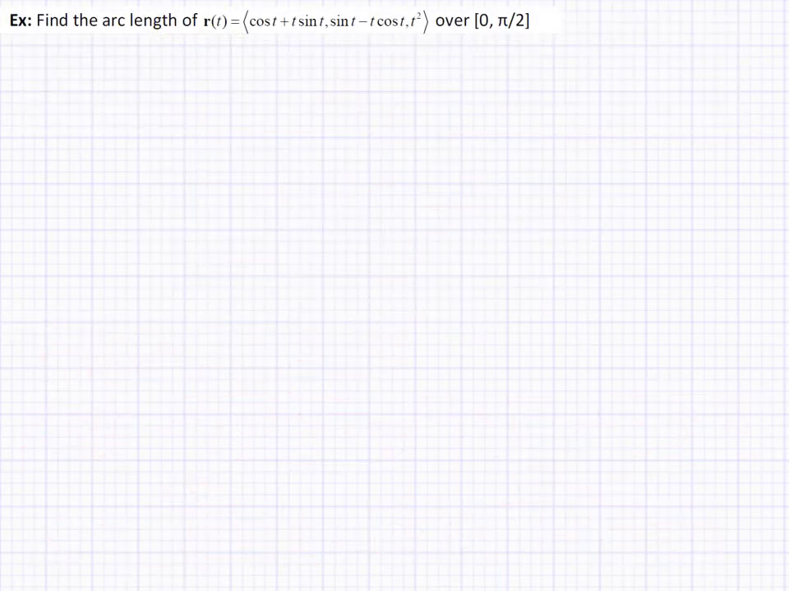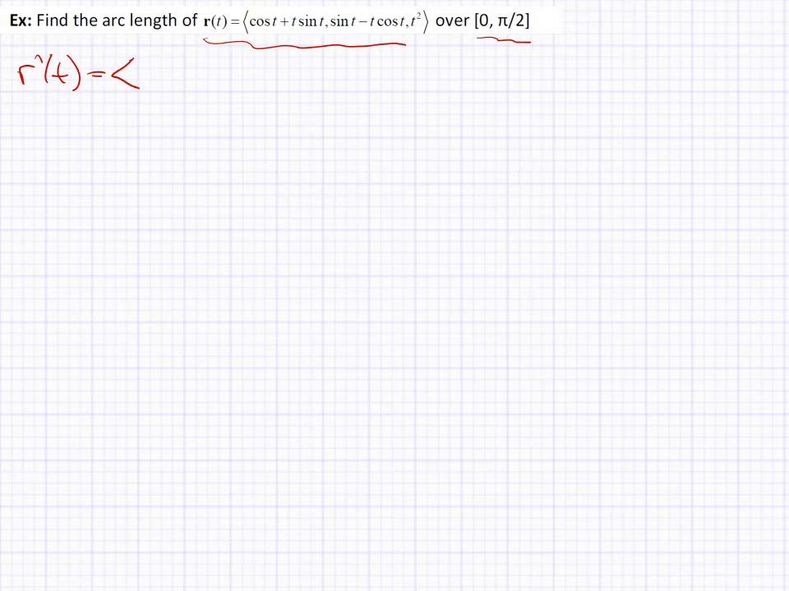Here's another example. Again, same thing. Here's the function that we're working with. We're going to find the arc length of that function between 0 and pi halves. So we'll need to figure out what r prime of t is. This one's going to take us a little bit longer because it's a little bit bigger. So cosine t would be minus sine t plus, then t sine t would have to do the product rule. So it would be sine t plus t cosine t. So you see these two are going to cancel. And then the next one's going to be sine t, so that'll be cosine t.